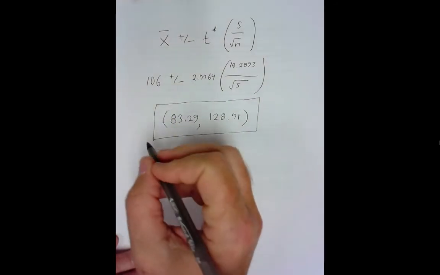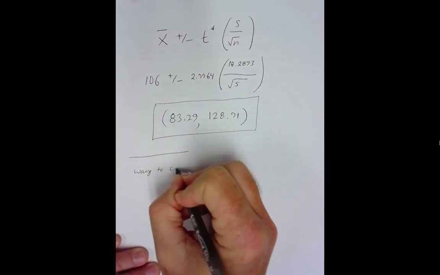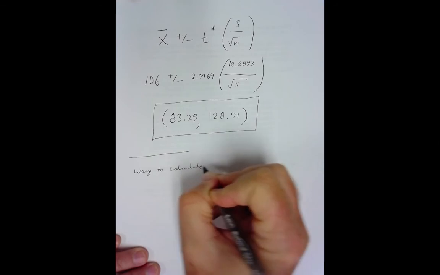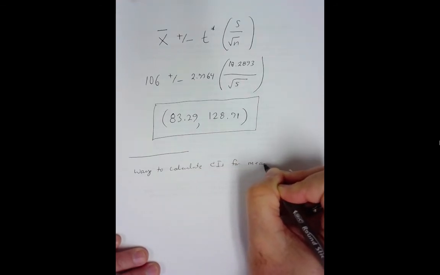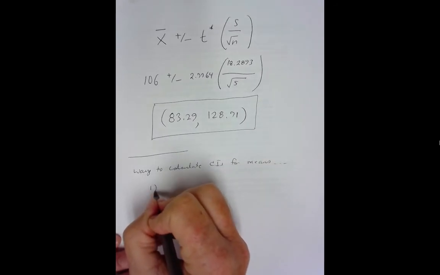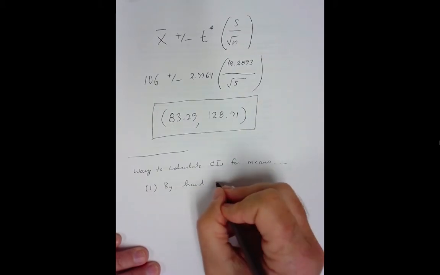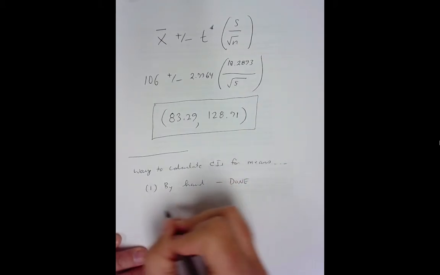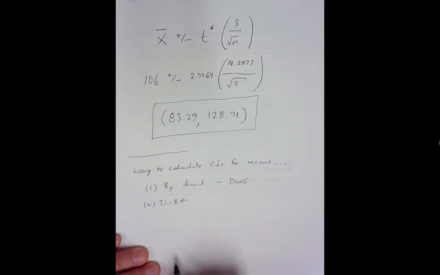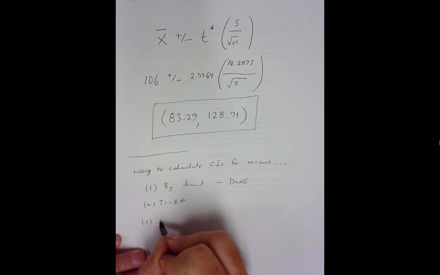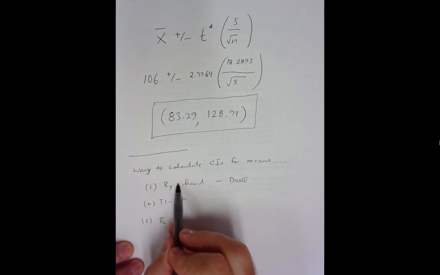Ways to calculate confidence intervals for means. Number 1, by hand. Done. Number 2, your TI-84 calculator. Number 3, R. You're going to find out that these are so much simpler than that.